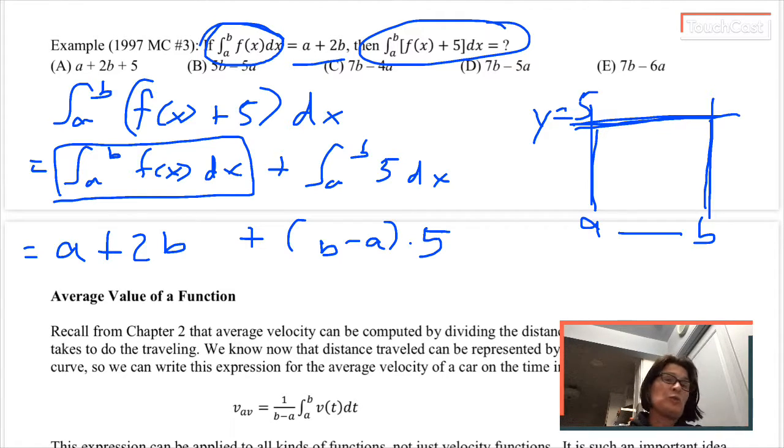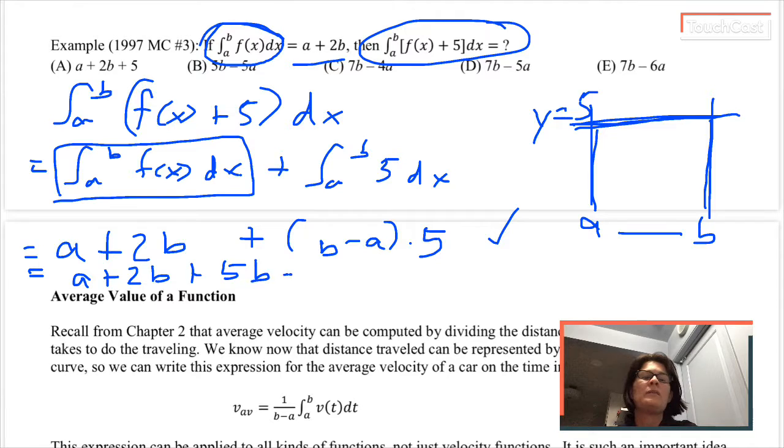So if this was not a multiple choice question, you could write this answer, and it's fine. But I have to simplify my answer enough that it looks like one of these. So that's going to be a plus 2b plus 5b minus 5a. I just distributed the 5, which I can simplify to 7b minus 4a.